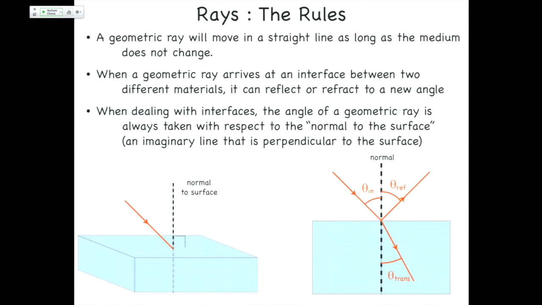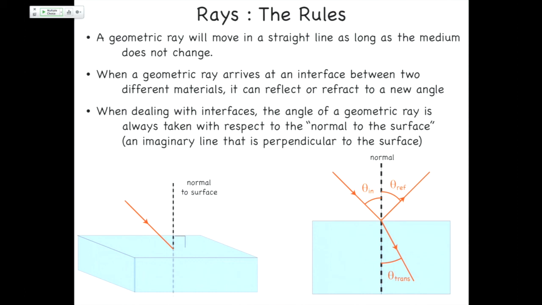Okay. So these geometric rays move in straight lines. Right? So as long as you're moving through the same material, if you're going just in air, or just in glass, or just in any one medium, they just move in straight lines. They don't turn, they don't bend, they don't do anything funny.